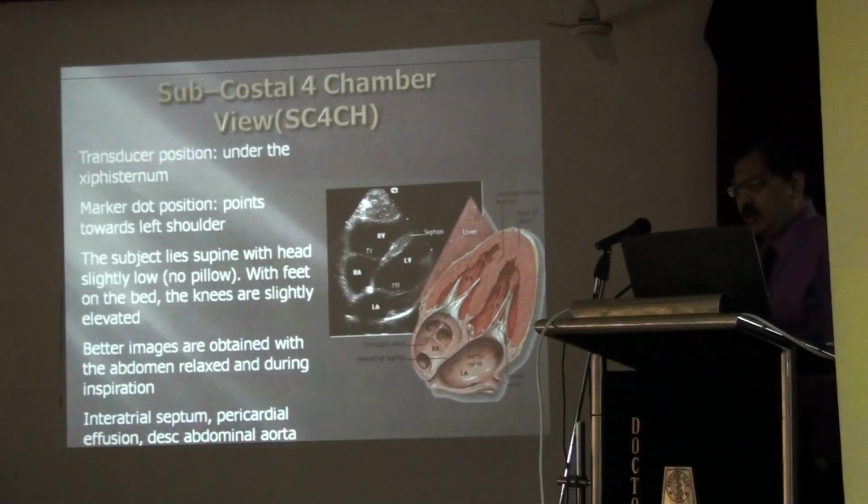Then I already told you there are the subcostal and suprasternal views. Here it is the subcostal view. The marker dot should point toward the left shoulder, and the patient should lie supine without a pillow, with feet on the bed and knees slightly elevated. Better images are obtained when the abdomen is relaxed during inspiration. In this view, the interatrial septum, pericardial effusion, and descending aorta are particularly important. These are the things we have to examine in the subcostal view.